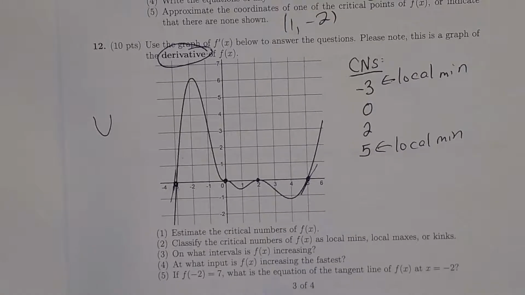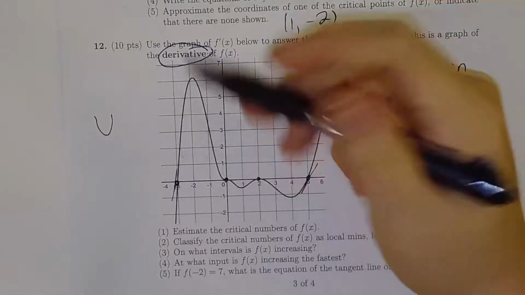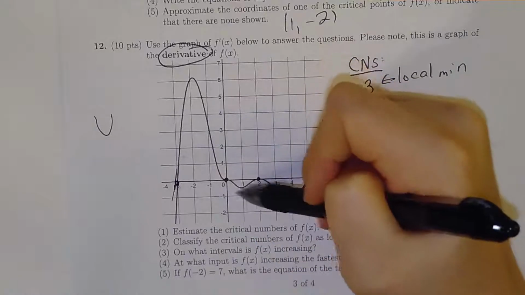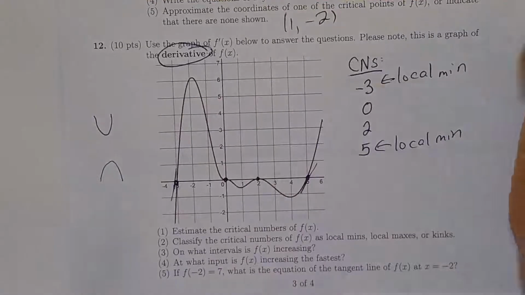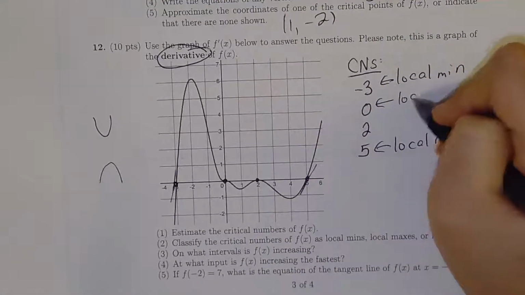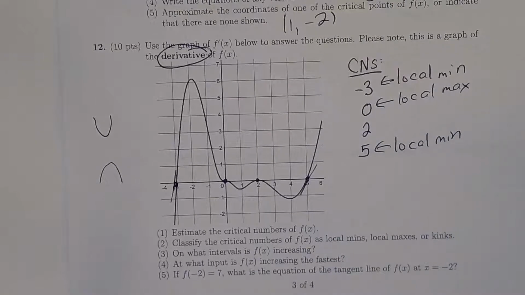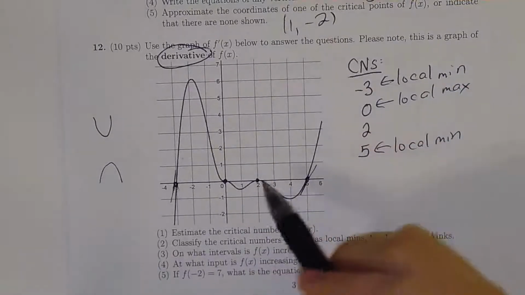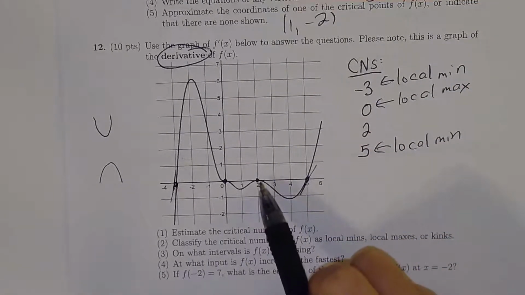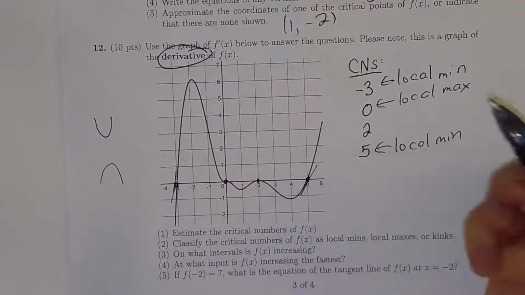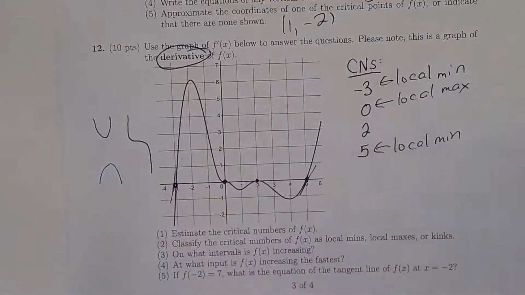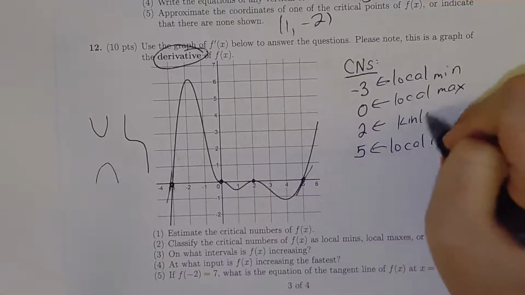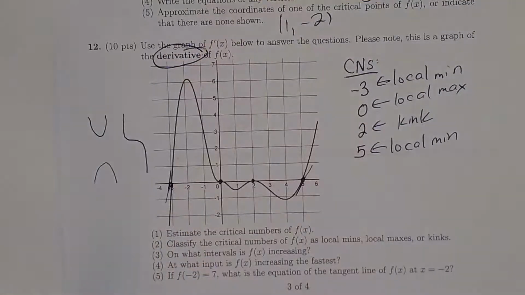At 0, what happens here is the derivative switches from positive to negative, which is going to force that kind of shape, which is to say that at 0, there is a local max. And then at 2, the derivative is actually negative on both sides, so the graph ends up looking something like that, which is a kink. And it's that shape of kink if you want to be specific.